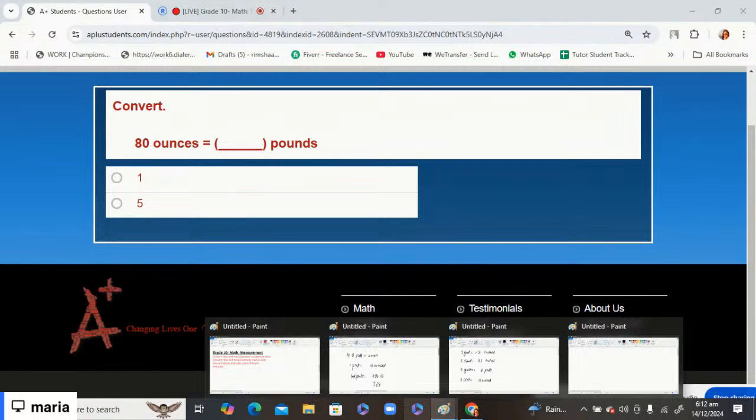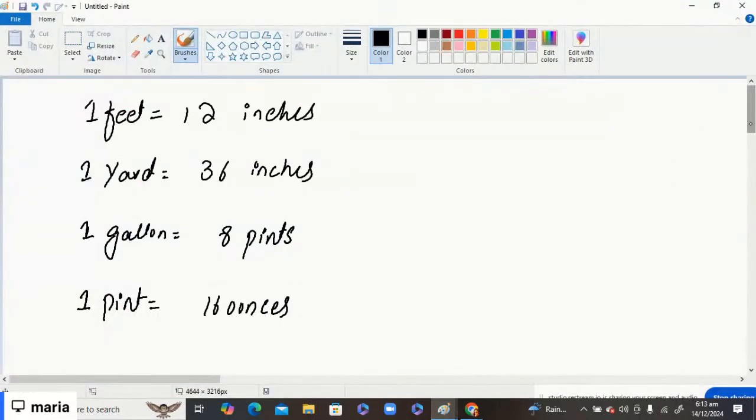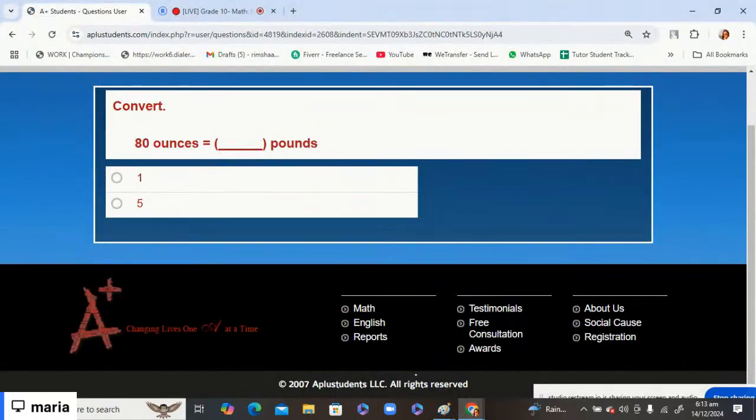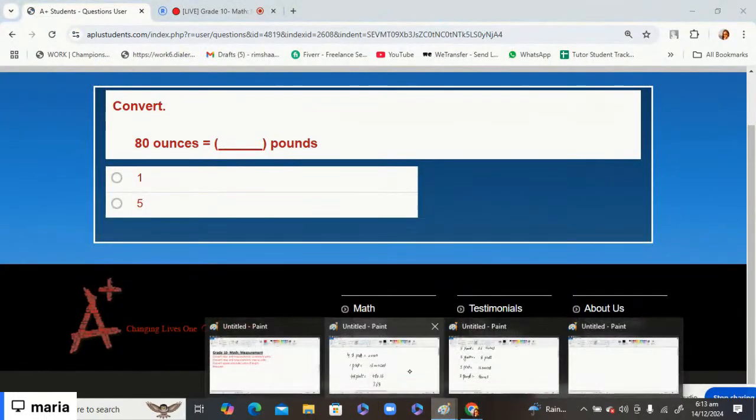I'm going to write it here. 1 pound is equal to how many ounces? Here two questions are given. I am just putting it here. 1 pound firstly. Pound and pint are the same thing. Okay. So this is 80 ounces equal to how many pounds? Let's see.